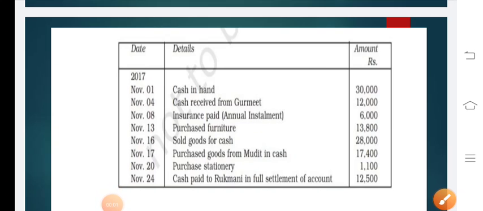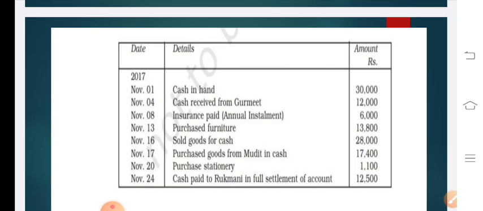Morning, students. Yesterday we studied the cash book, its introduction, types, and format. Today we are starting with a question. The question you can see on the screen is a list of items for the month of November 2017, and we have to make a cash book on that basis.